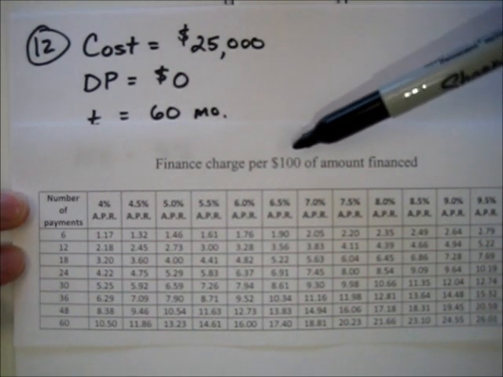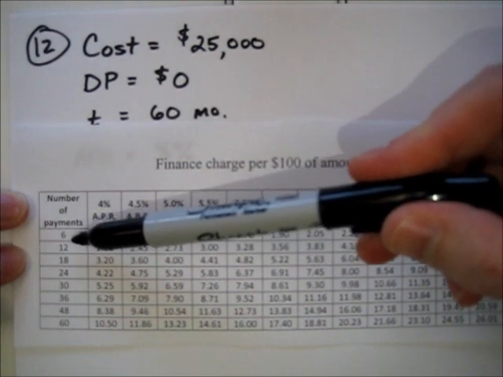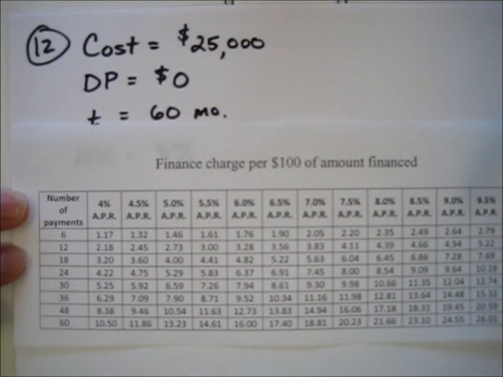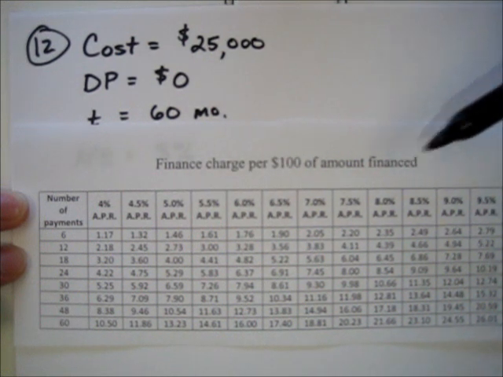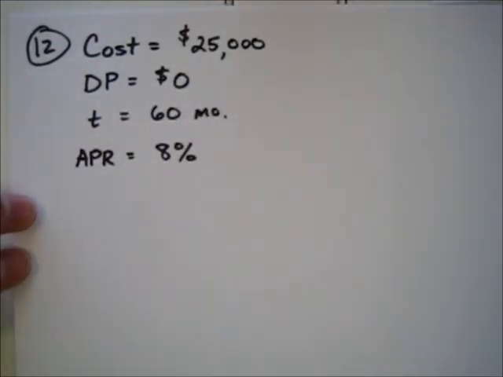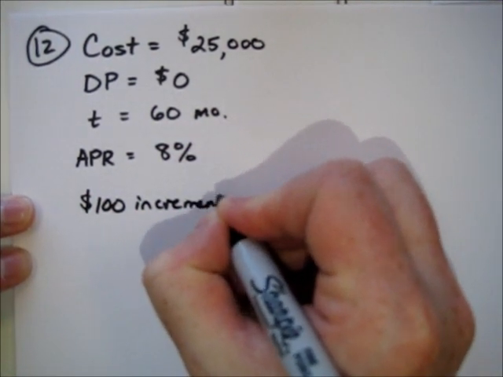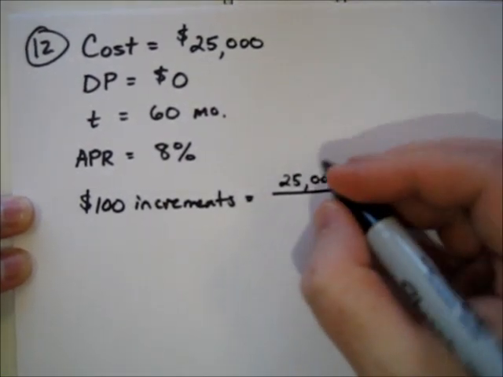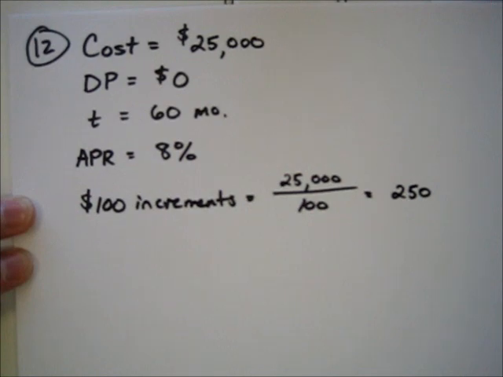It says finance charge per $100 of amount financed. And down the left-hand column, you have number of payments. These are usually in 6-month increments. And across the top, you have APR values ranging from 4 to 10%, skipping by 0.5%. And so since this is finance charges per $100 of amount financed, the first thing we need to know is how many $100 increments does Sam want to finance in this problem. That's not a difficult calculation. If he wants to borrow $25,000, we divide it by 100 and get 250 $100 increments.